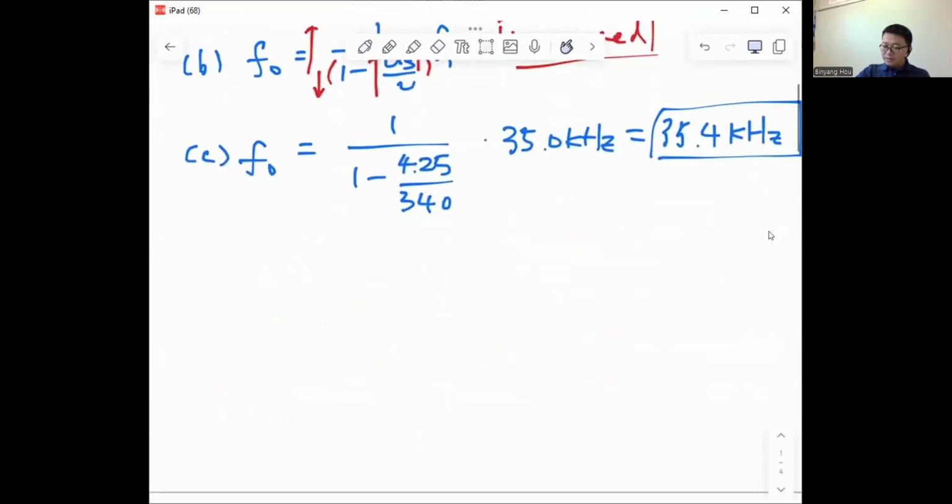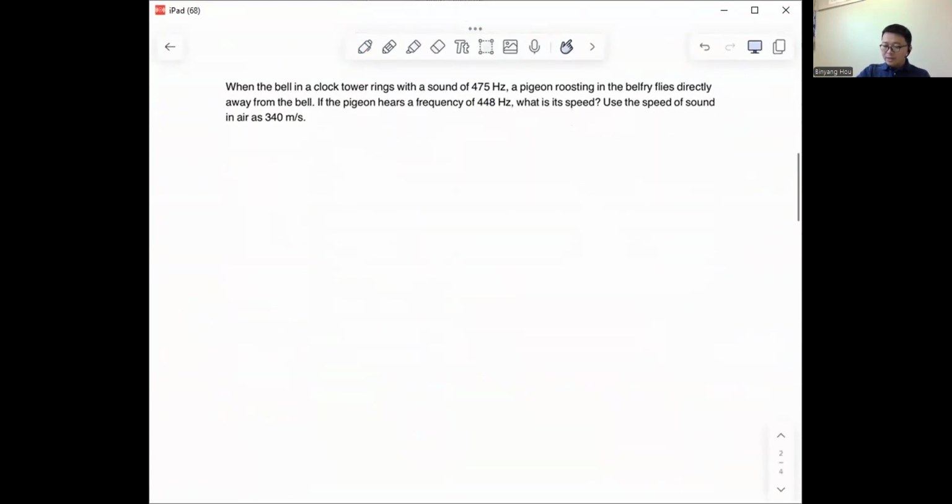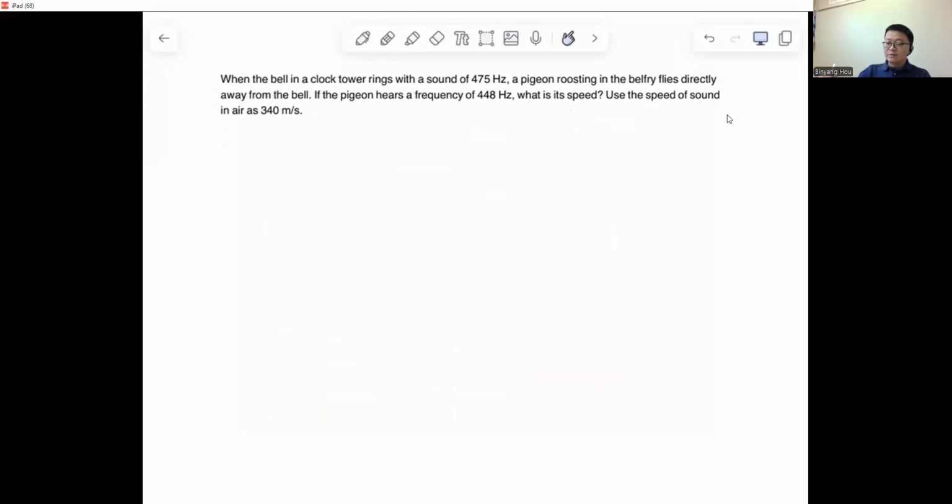So the second one here says, when the bell in a clock tower rings with a sound of 475 hertz frequency, so this is your source frequency f of s. The pigeon roosting in the belfry flies directly away from the bell. The pigeon hears 448 hertz, so this is the f of o. What's the speed of the pigeon? So it's asking you for the observer speed, and use the speed of sound, so this is again the v.